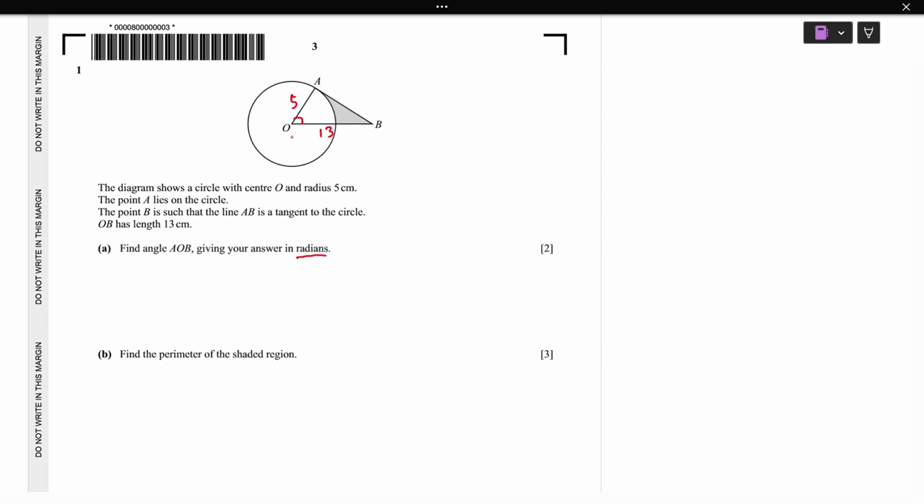So I'll draw the triangle separately here. The radius and the tangent make 90 degrees, so I'll mark the 90 degrees here at A. The O will be here, the B will be here. We need to find angle AOB, so this angle we need to find out. OB is 13 and OA is equal to 5. Those are all the given things.